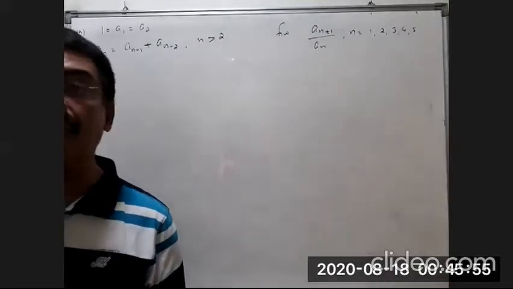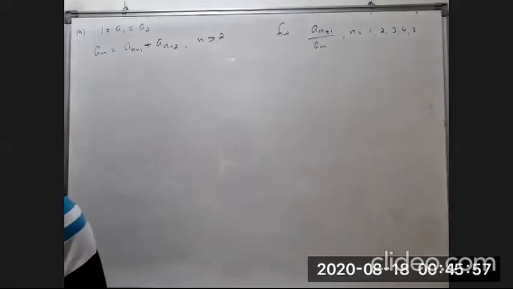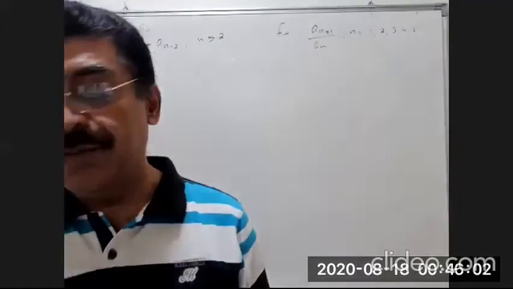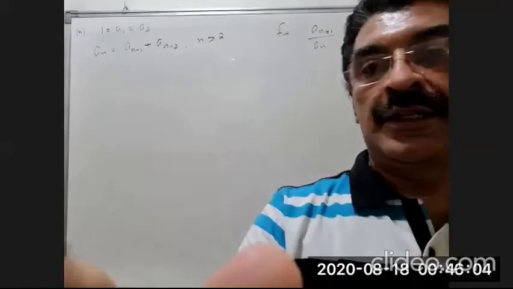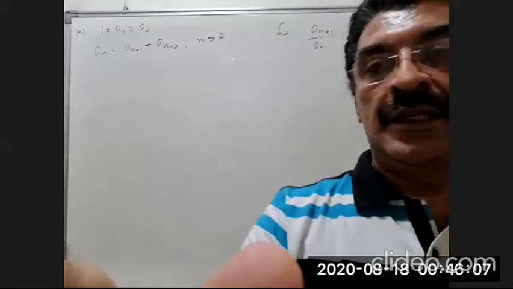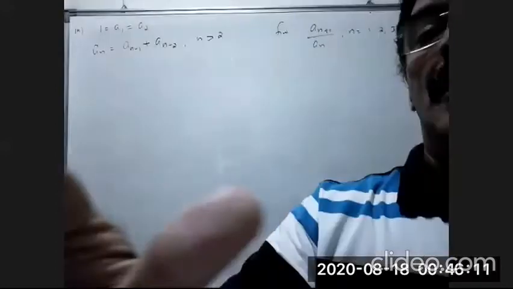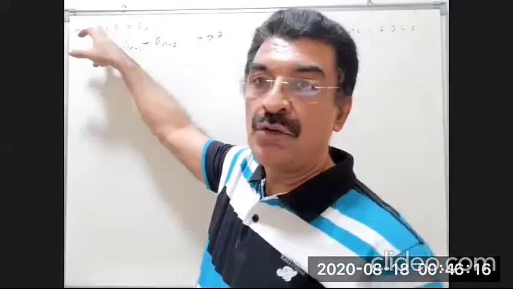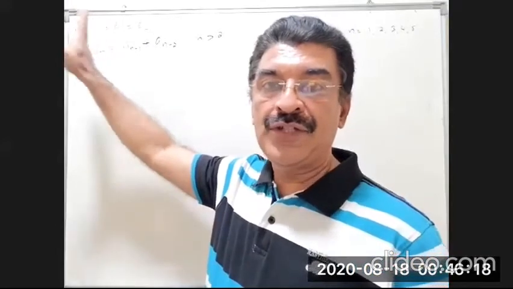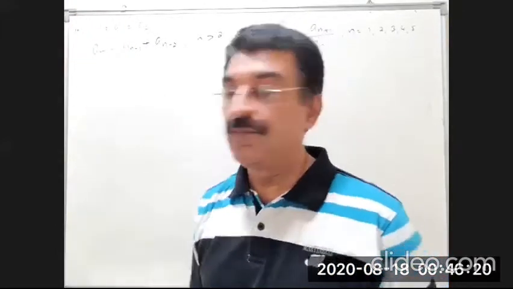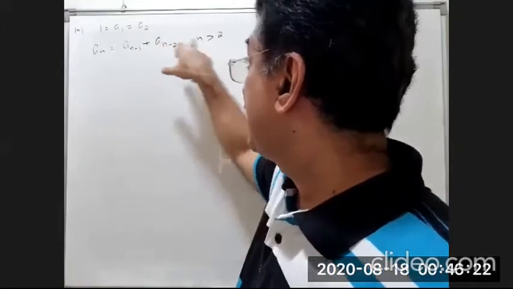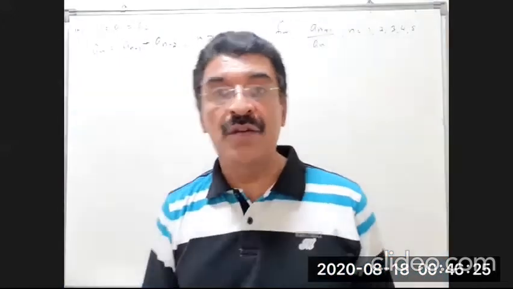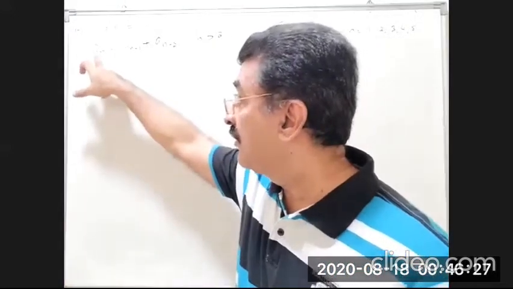So 1 is equal to a1 is equal to a2, and an is an minus 1 plus an minus 2 for n greater than 2. See here, 1 is equal to a1 is equal to a2 means a1 first term, second term. First term, second term are 1 each. After the second term, if n is greater than 2, third term onwards, any term.